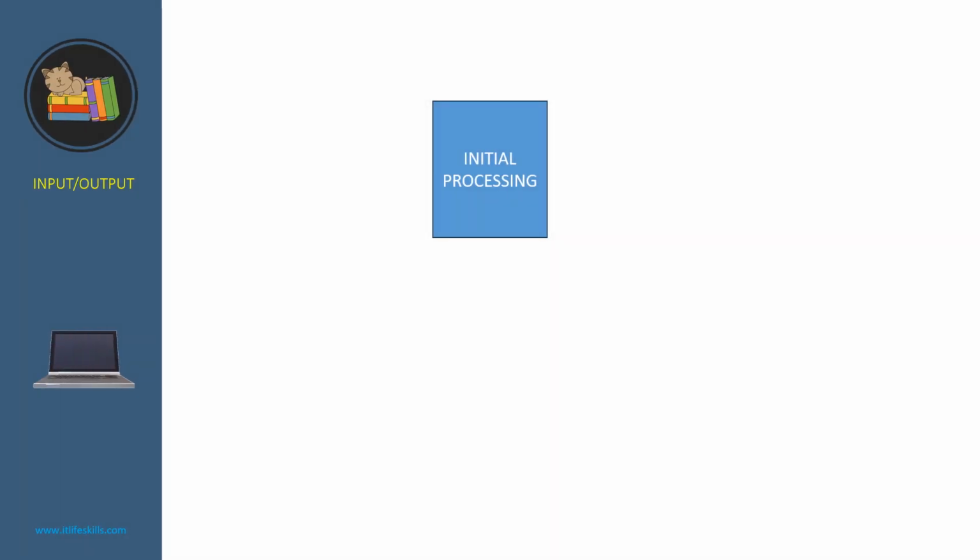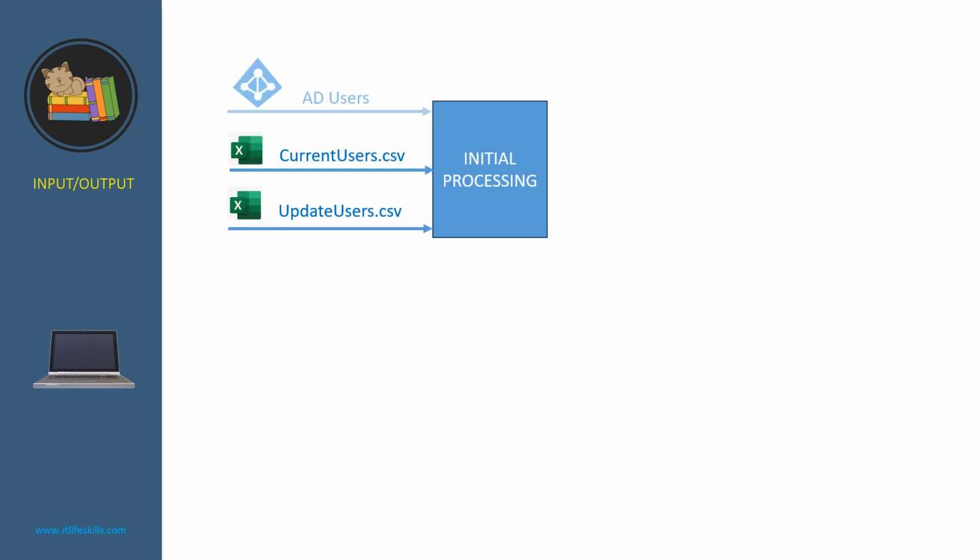At the initial processing state, the PowerShell script will import the update users.csv file, which contains the list of users with properties that may need update. It also imports the current users.csv file, which contains the list of all users whose accounts have been created in the Active Directory system of IT Life Skills. And it also gets the AD users with the same account name provided in the update users.csv file.